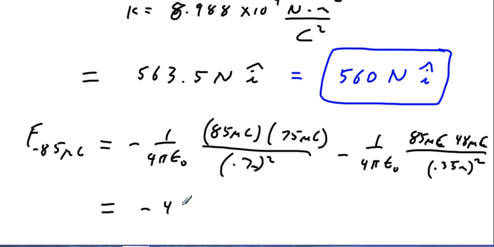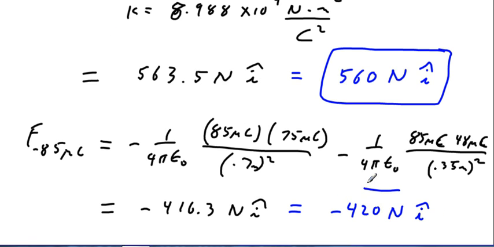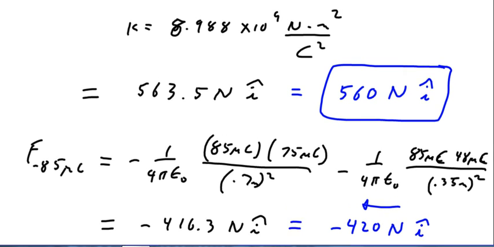Minus 416.3 newtons in the i hat direction. And again, I only have 2 significant digits in the problem, so I'd round that off to, if I could put the right units down, minus 420 newtons, and of course the negative sign there really means I'm going that way and I'm in the x direction, right? So that's what that means.